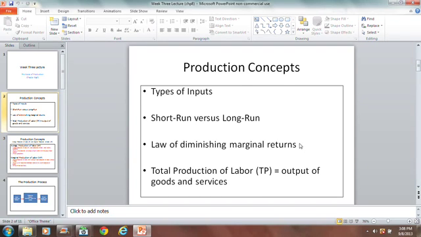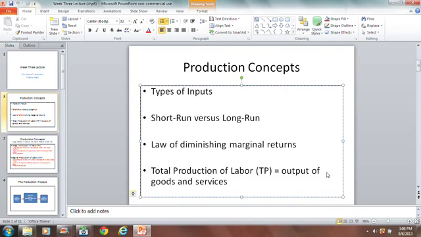In production theory, one of the central concepts is the concept called total production of labor, and that is simply output. So what the workers are producing, what the labor is producing, is output, goods or services. So total production of labor is simply output.